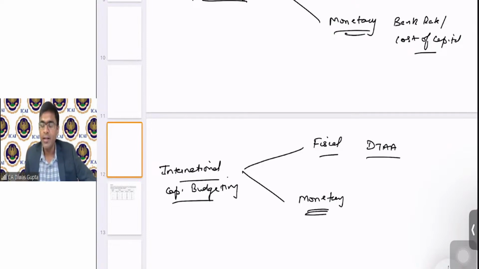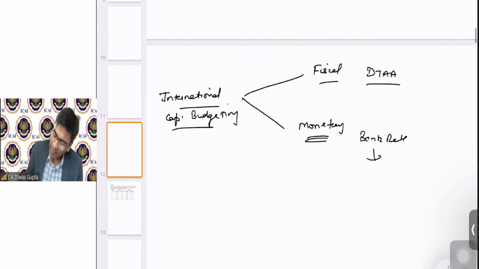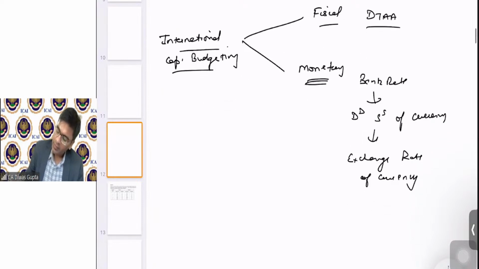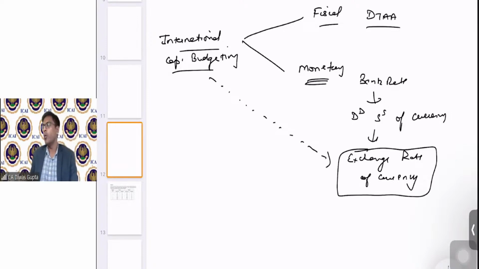Similarly, for monetary, the bank notifies bank rates, right? In a way, it actually controls the demand and supply of currency through bank rate. And in a way, this also controls the exchange rate of currency. Okay. So this actually impacts the international capital budgeting exchange rate. I hope you got the linkage. Because if the exchange rate is high or low, the capital budgeting from an international standpoint will also change. Okay, students? I hope this is understood, students.